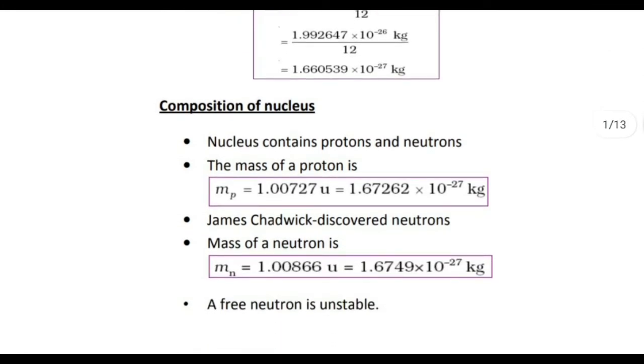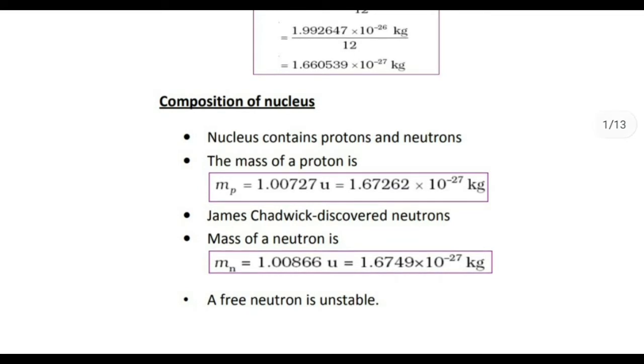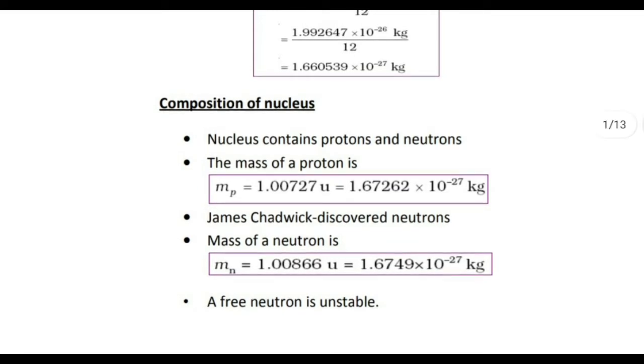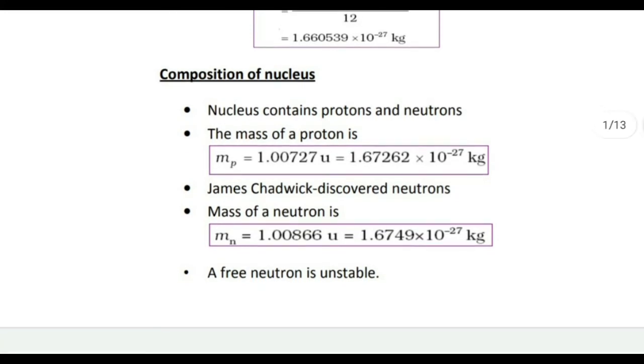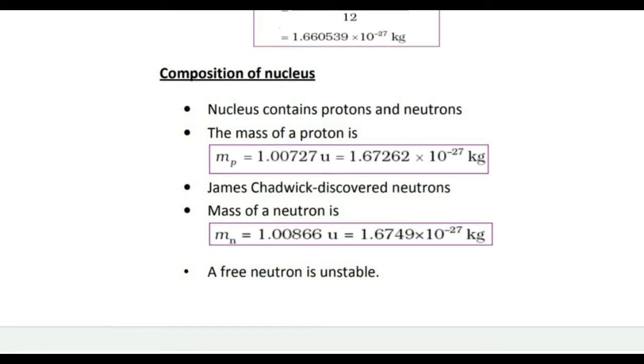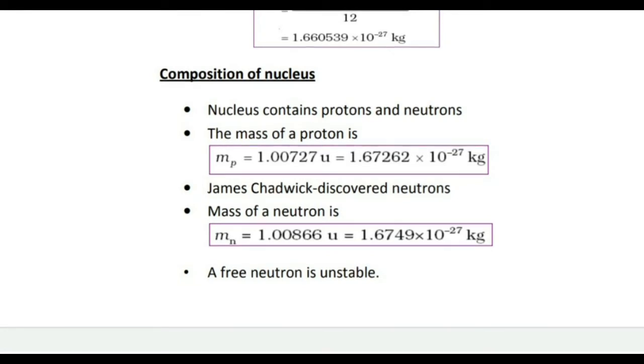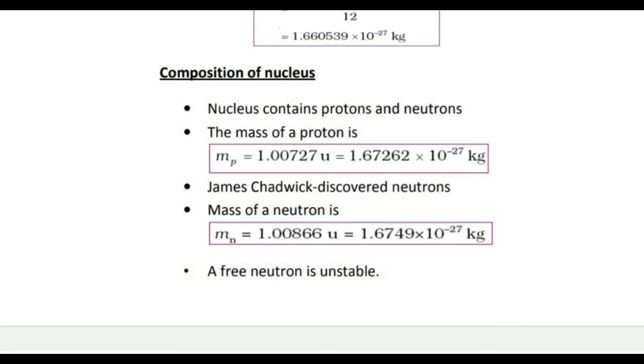So in terms of atomic mass unit, we can state the mass of proton, mass of neutron, etc. We already said the nucleus consists of protons and neutrons. The mass of a proton is 1.00727 u. u stands for atomic mass unit, and it is the same as 1.67262 into 10 raised to minus 27 kilogram. Mass of a neutron is 1.00866 u, and it is the same as 1.6749 into 10 raised to minus 27 kilogram.